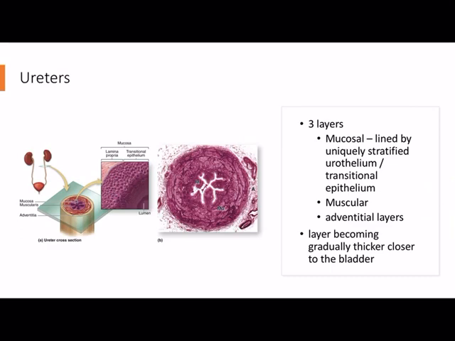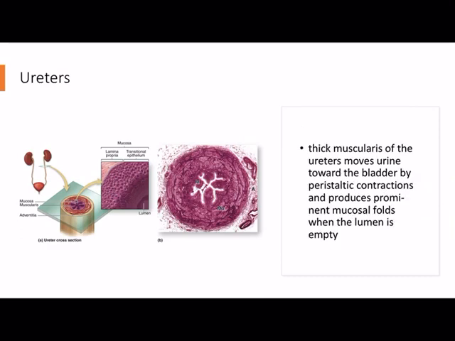The layers of your ureters are gradually becoming thicker closer to the bladder. So your mucosa layer with transitional epithelium. Now you have your lamina propria. After that, you go into your muscular layer and then to the adventitia. So the thick muscularis of the ureters moves urine. Your muscular layer is thick here because it is responsible for the peristaltic contractions of your ureter in order to move your urine from the kidneys going down to your bladder.